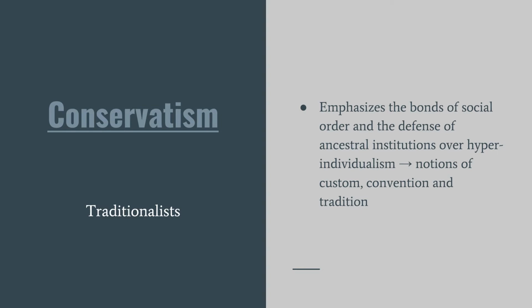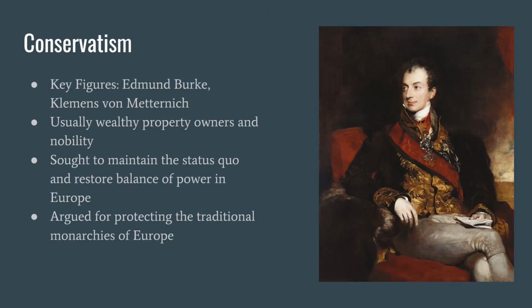They emphasize the bonds of social order. They defend ancestral institutions over individualism. They are very much traditional. They appreciate customs and convention. They are very much, in every sense of the word, traditionalist. So some key figures in conservatism, we're going to see Edmund Burke and then Clemens von Metternich, who is an Austrian prince who plays a big role in helping reshape Europe after Napoleon.